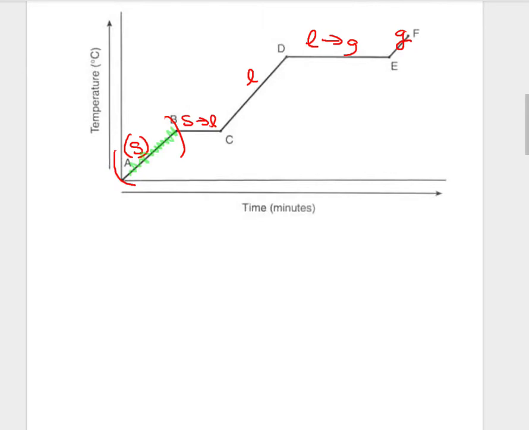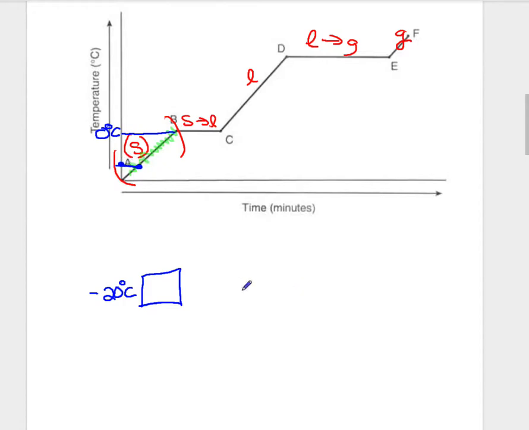So I'm going to take a solid, and let's assume that solid has a temperature. If we're assuming this is the heating curve for water, this is 0. Let's assume this solid has a temperature of minus 20 degrees Celsius. So it's somewhere around here. This is where we're looking.